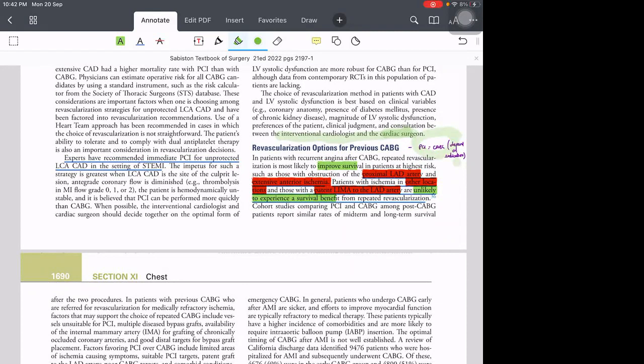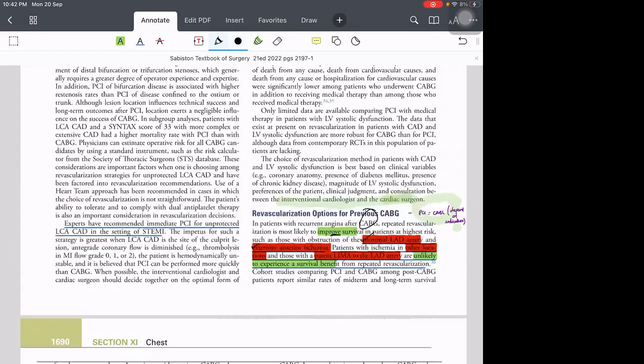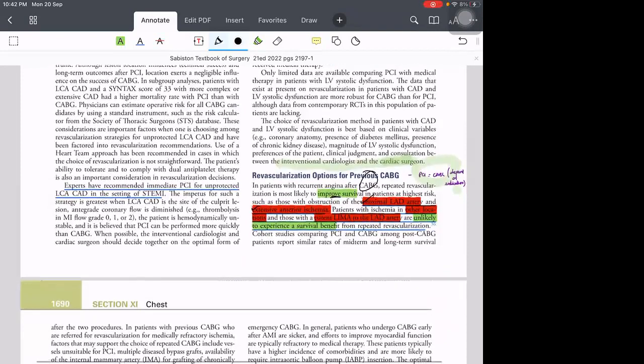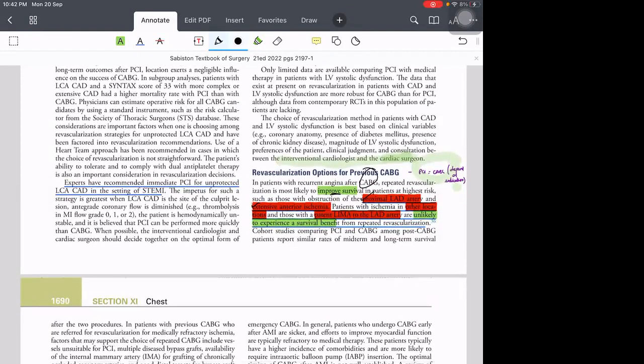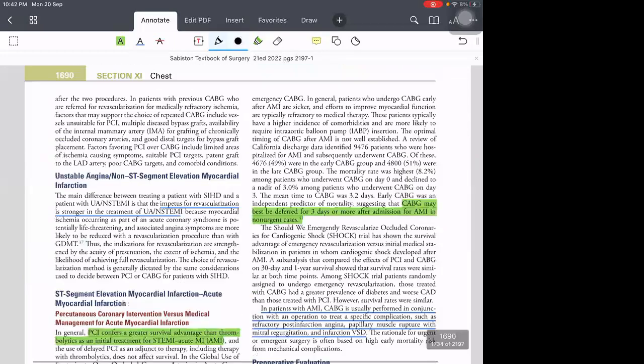Okay. So CABG is good in case of revascularization whenever proximal LAD is obstructed, and extensive ischemia is present, then CABG has some improved survival. Patients with ischemia in other locations, those with the patent LIMA to the LAD, are unlikely to experience any survival benefit. The improved survival you can see only in the proximal LAD with ischemia. CABG is very good, very good survival is there.